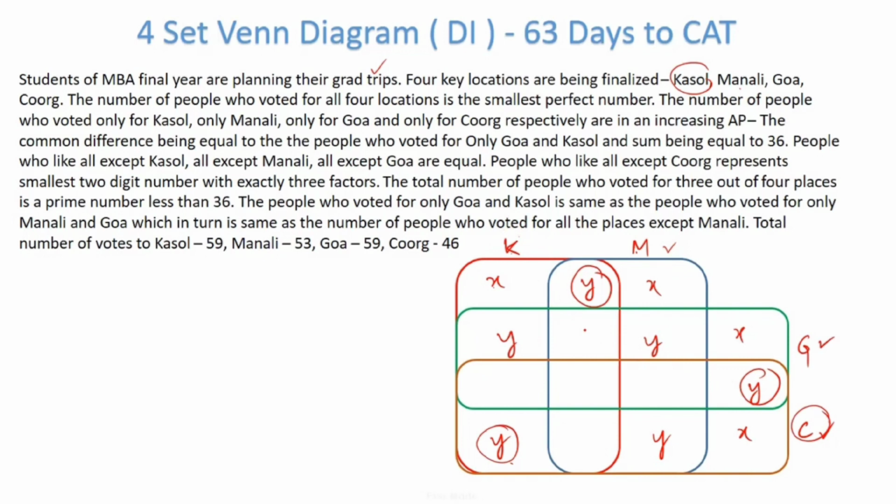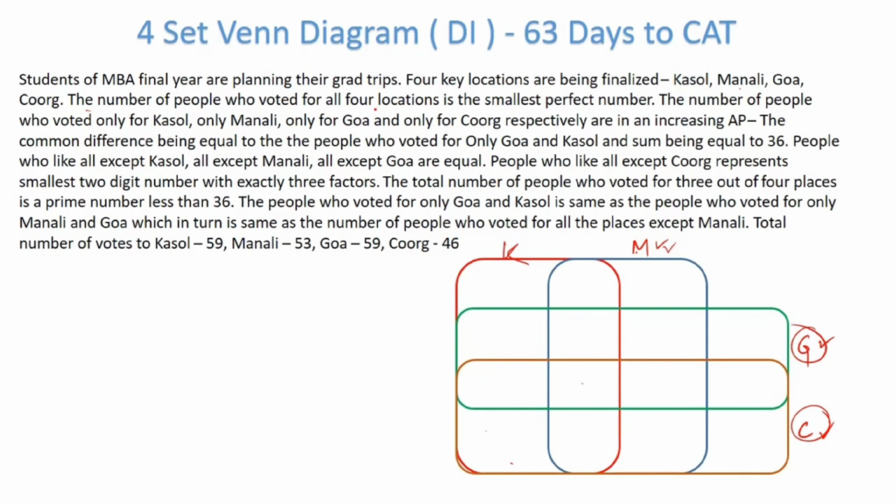Similarly, if I talk about these places, Z, Z, Z, Z, these represent 3 out of the 4, right? So for example, this one represents Kasol, Manali and Goa, right? And finally, this spot in the center represents all 4. So Kasol also, Manali also, Goa also and Coorg also, right? I hope the basics is now clear. So let's have a look at the question.